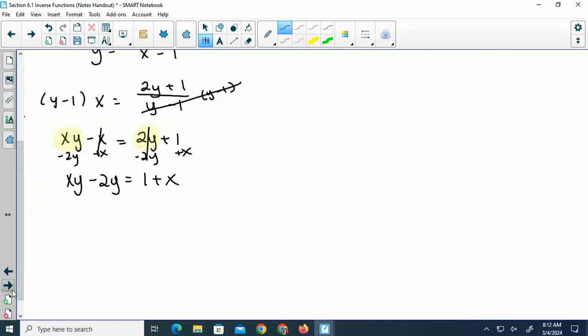Xy minus 2y, are those actually like terms? Can we combine them? No. So what else could we do? Well, if we did that, we would have y minus 2. Factor out the y. They both have it, so if we factor it out.